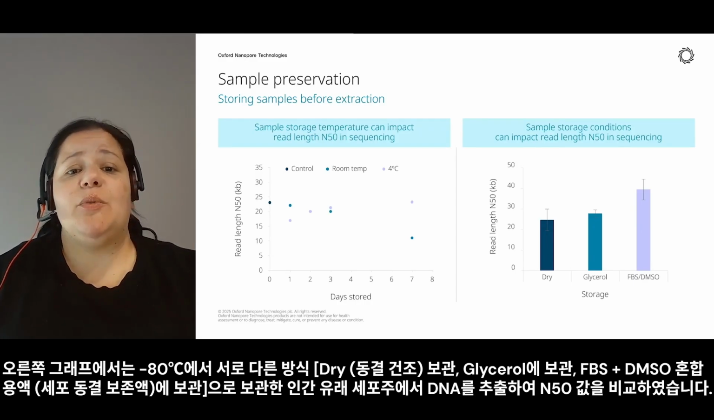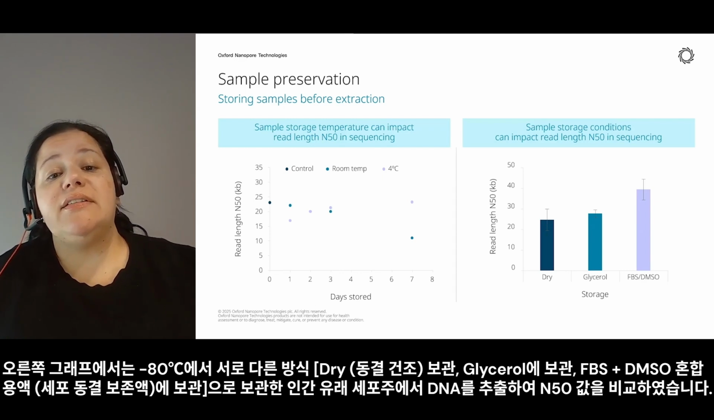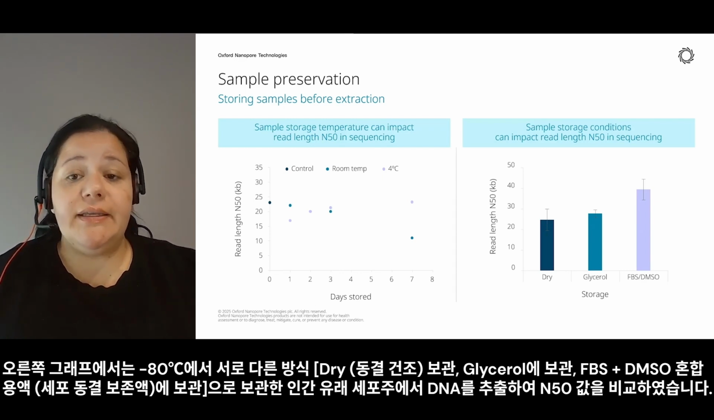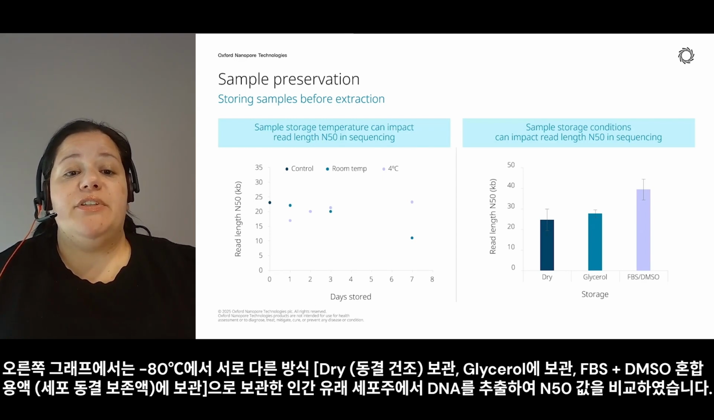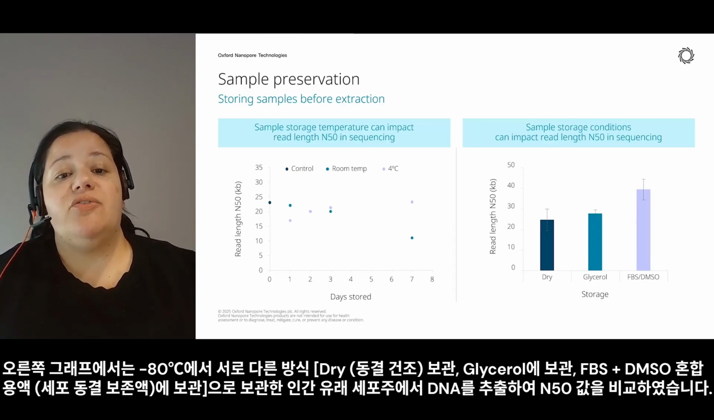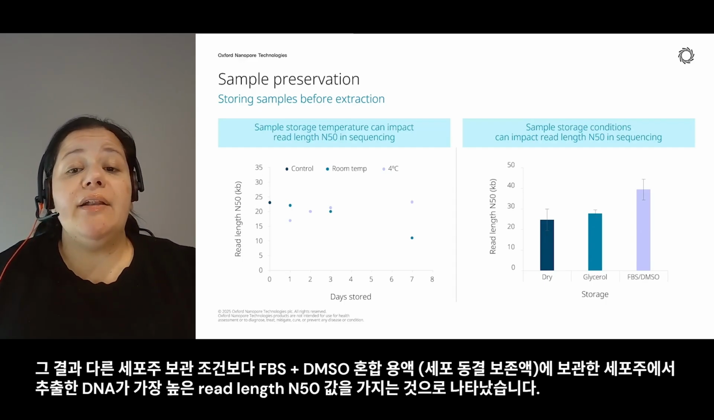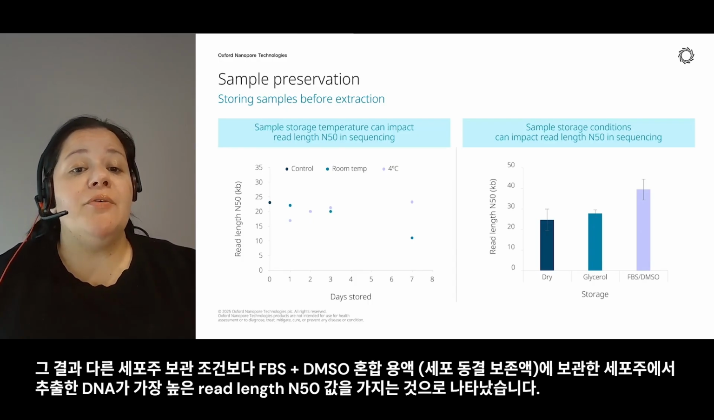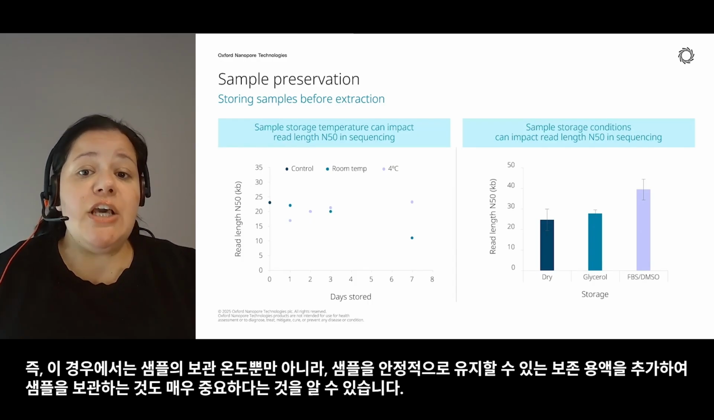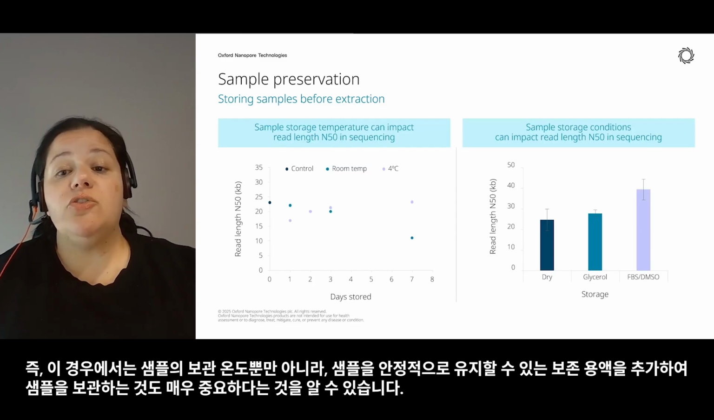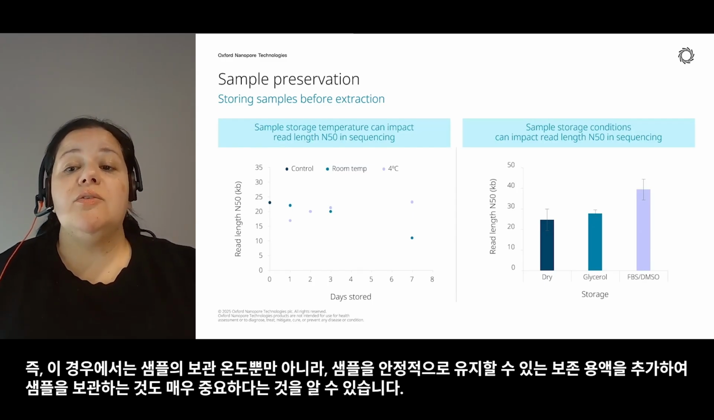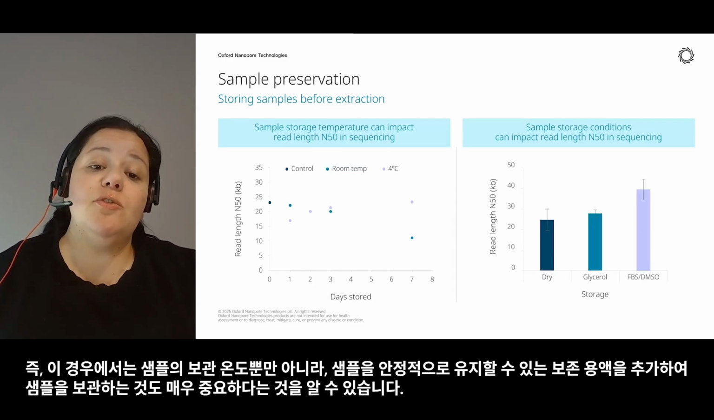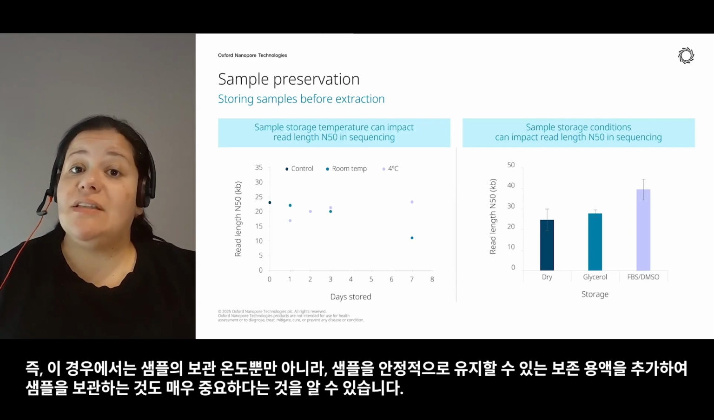And then in the example on the right, there are human cells that were preserved at -80. So they were collected and preserved as freeze-dried, in glycerol, and then in a mix of FBS and DMSO. And what we saw is that the samples stored in the mix of FBS and DMSO produced a higher read length N50 than the others. So in this case, it's not just about the storage temperature, but also about adding a preservative solution that will ensure the samples remain stable.